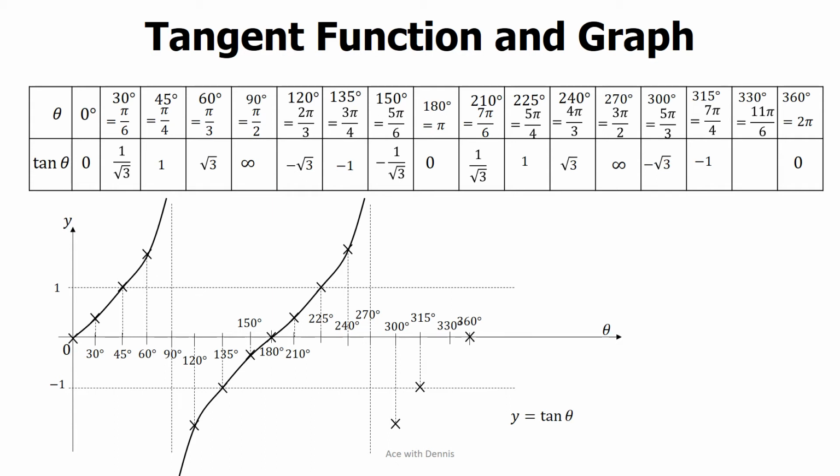Then tangent 330 degrees, it is here, right? The value is -1/√3, and this will be the point. And now again, we join these points together and we'll form this curve. Alright, now we can look at the overall picture of the tangent graph. It will look like this.